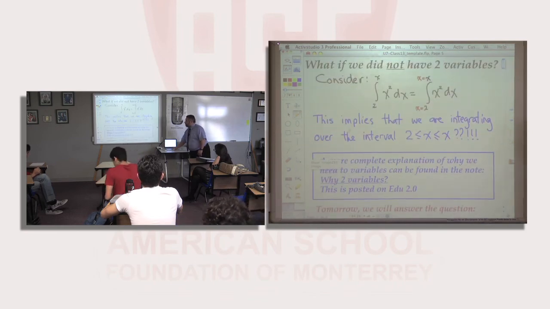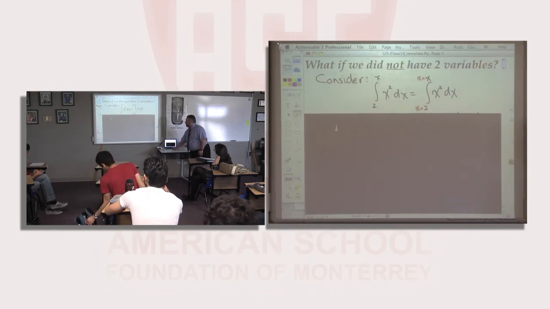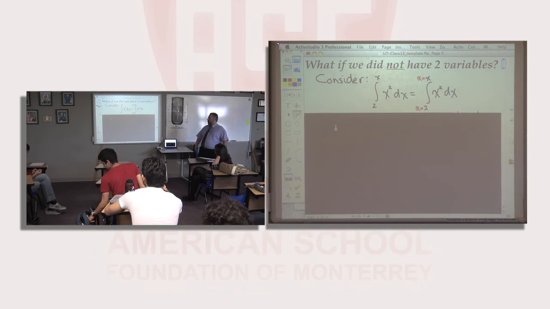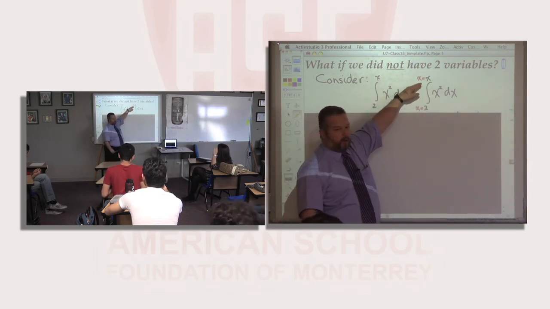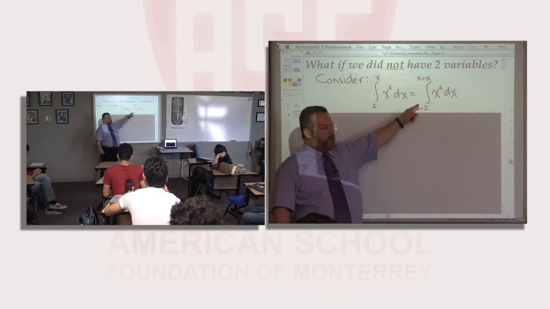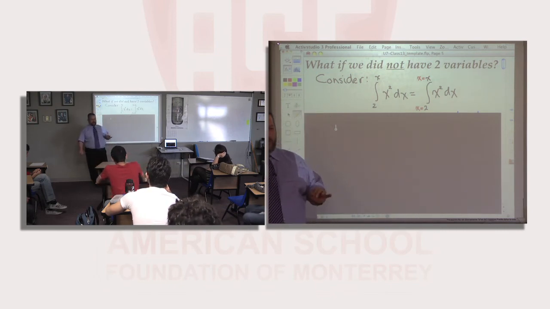Okay? So, let me just finish this up. I'm sorry I'm going to eat a little of your break, but I want to get to the end of this. Let's think about what would happen if we didn't have two variables. If all of this was x, then I would have x here, x here. This is x is going from 2 to x. Do you see how ludicrous that would be?